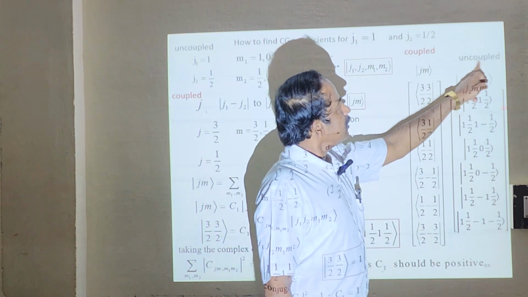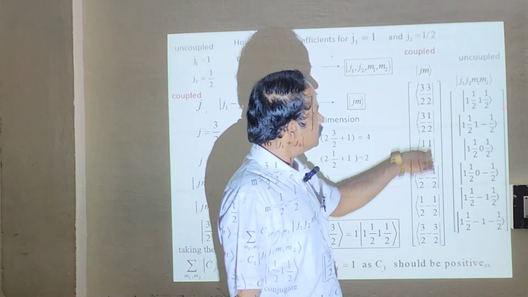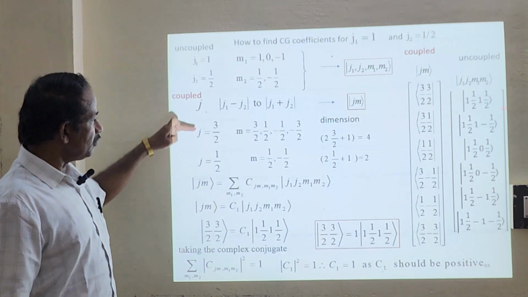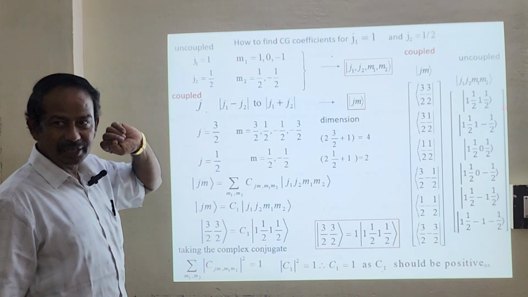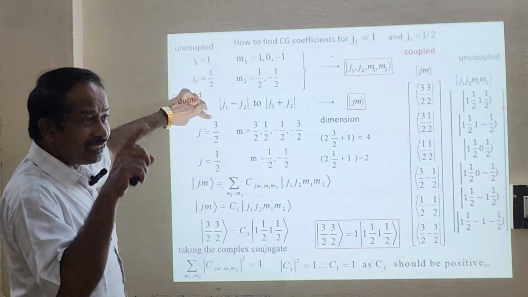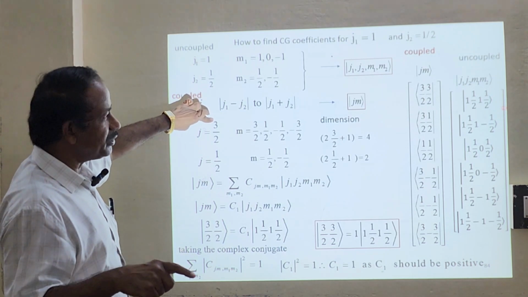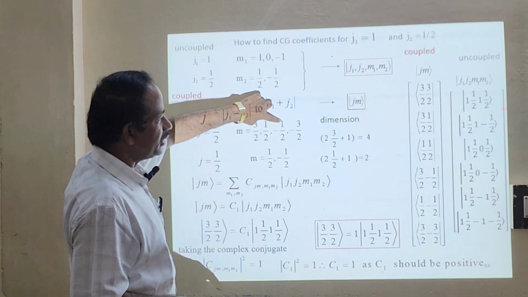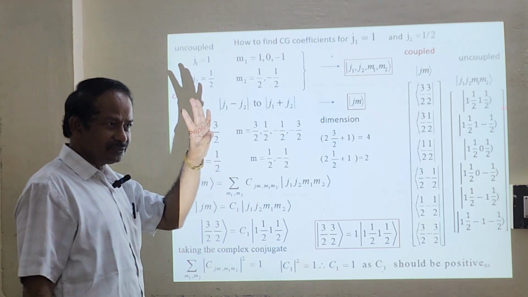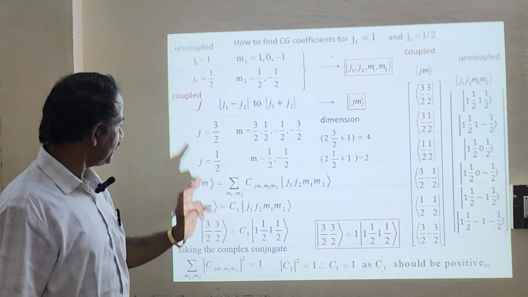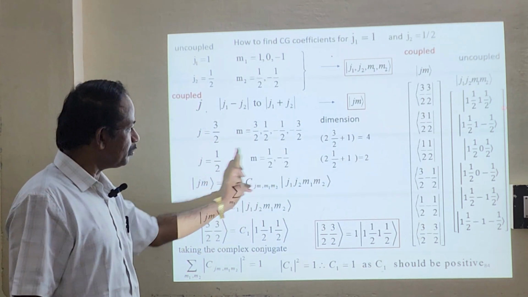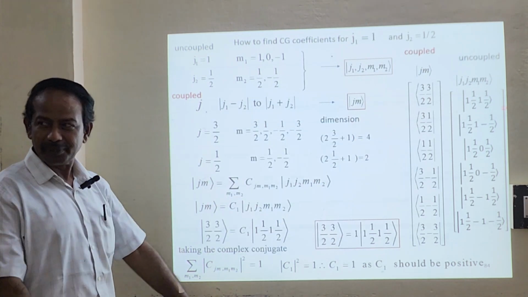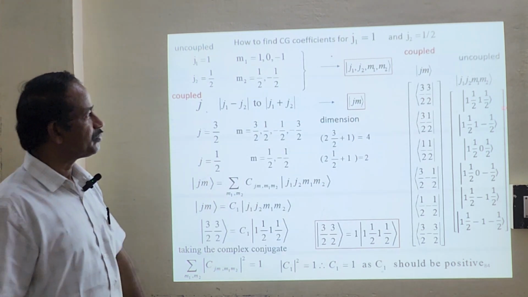See here, uncoupled one: J1, J2, M1, M2, and this is for JM, coupled one. First we will go for coupled one. Coupled one, J, M. You will have 3/2, 3/2; 3/2, 1/2; 3/2, -1/2; 3/2, -3/2. So 4 are there. Remaining 2 will be 1/2, 1/2 and 1/2, -1/2. 4 plus 2, 6. 6 are here. Very simple. Is it okay?